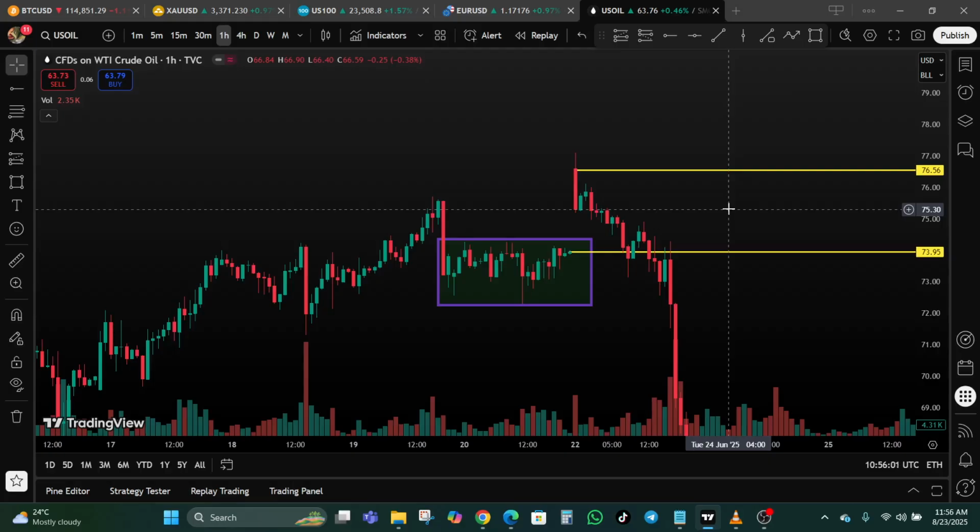So by now, you should have a clear understanding of what a breakaway gap is, right? How it forms and how to trade it effectively. You've learned the importance of volume, consolidation zones, and confirmation, right? As well as the steps to enter and manage trades using this approach.